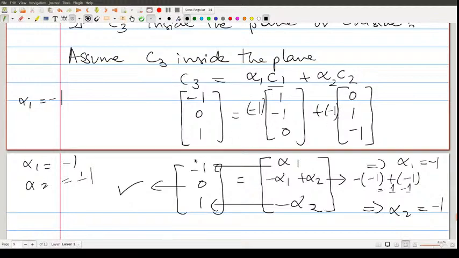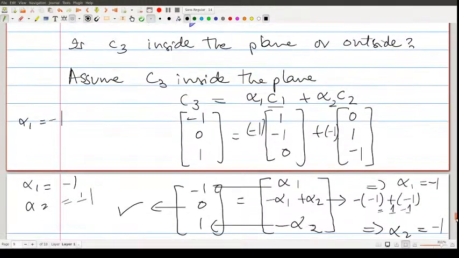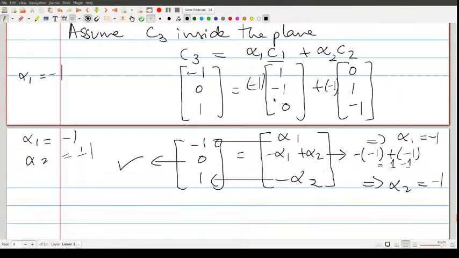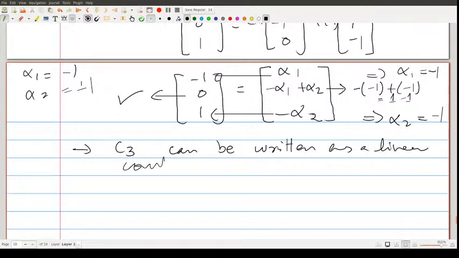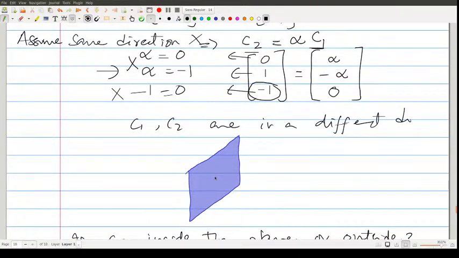So what do I know from this? It tells me that C3 was inside the plane, because I found some value for alpha 1 and some value for alpha 2. In conclusion, I can say the third column can be written as a linear combination of column 1 and column 2, which means it's inside the plane. It hasn't left the plane.